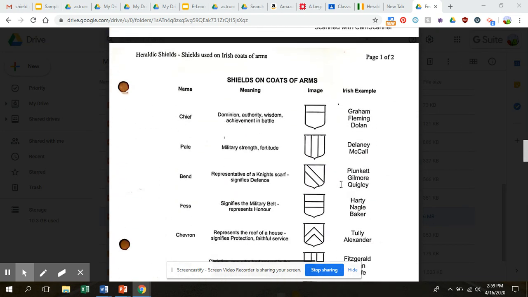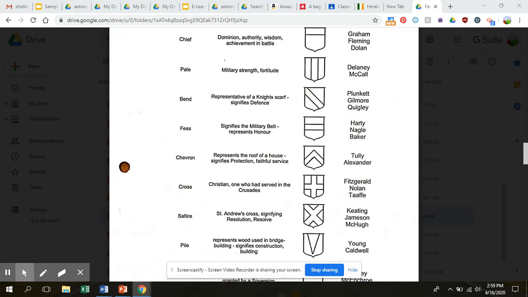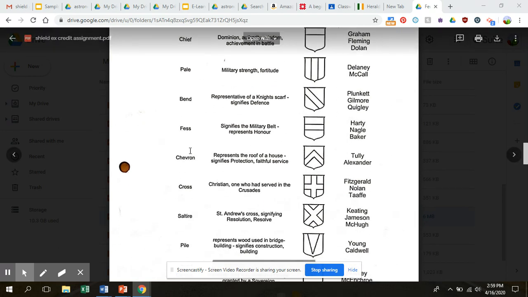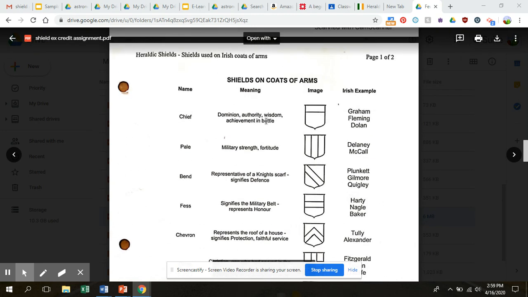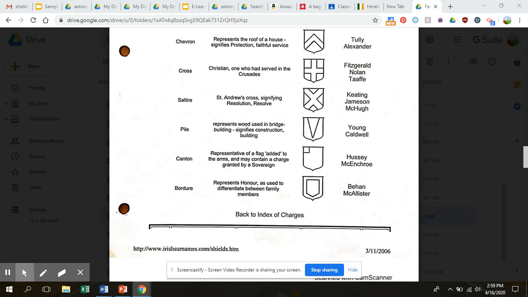Here are different ideas for how to divide up your shield. So you can choose from any of these. It tells you a name and it does tell you what the significance of this is. So if you feel like you're the chief of the family or the chief of a clan, you might choose this division. And then it just goes on to tell about others.